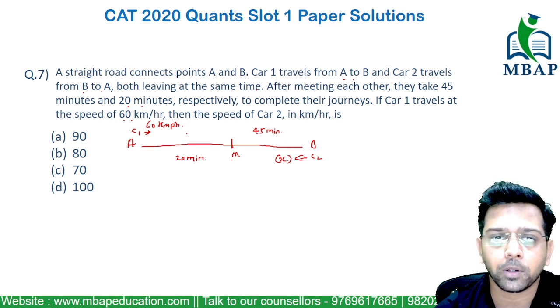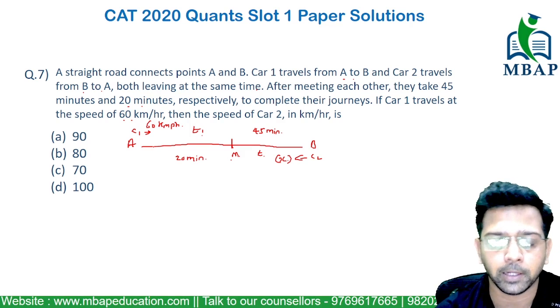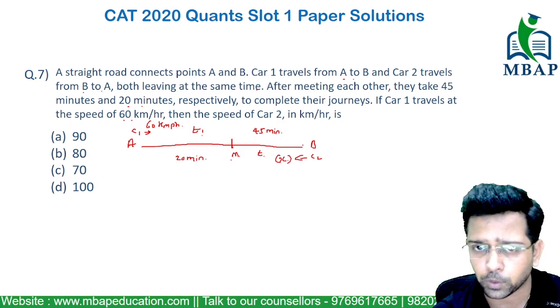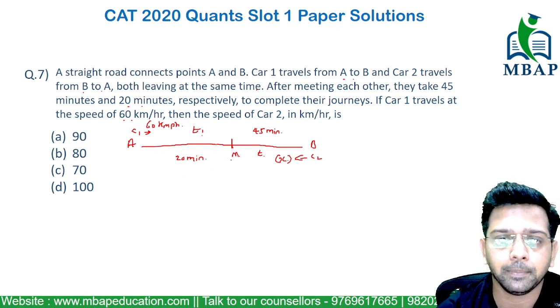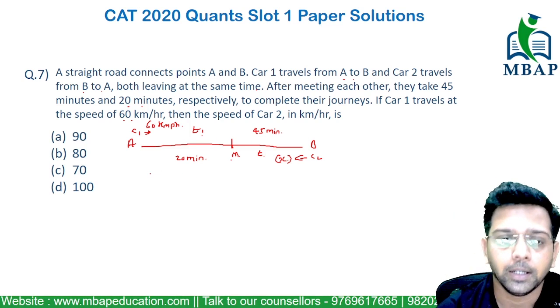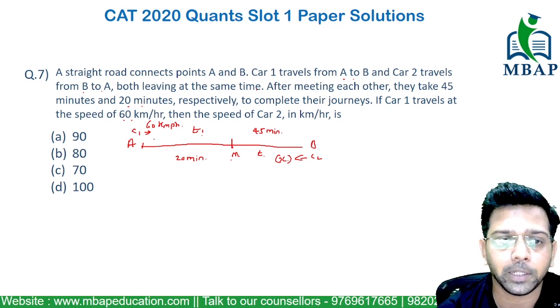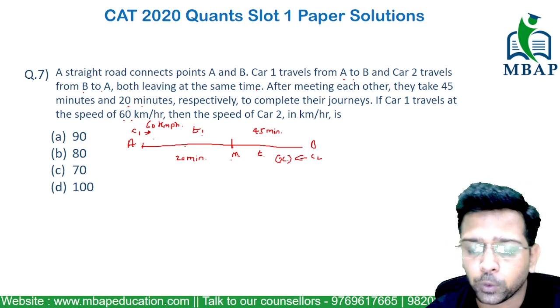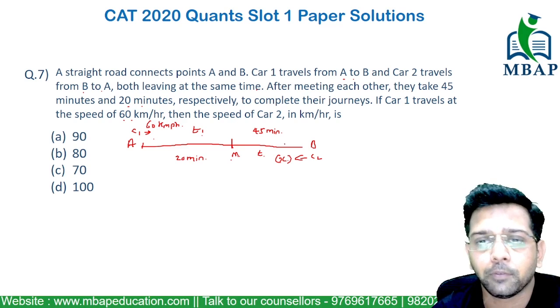Now M is my meeting point. Let's assume car A and car B have respectively taken T minutes to come to this meeting point. T is my time taken for A to come till M. T is the time taken by B to come till M from B. Clear? We also know that from AM to MB, the ratio of speed of both the cars will remain the same, right? The ratio of speed of car 1 to car 2 from A to M is the same as the ratio of speed of car 1 to car 2 from M to B.